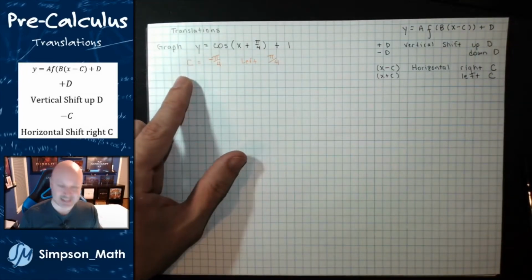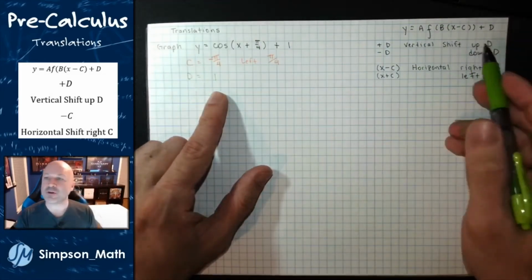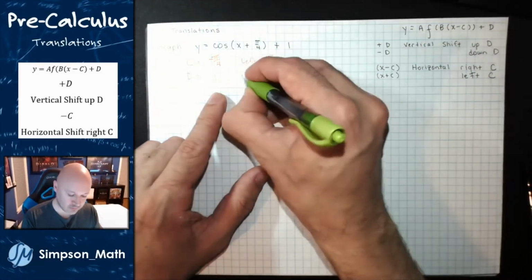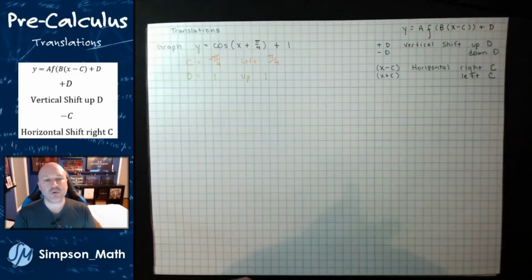Now I also have a d. My d is a positive 1, so I know that I'm going to be going up 1 unit. And you can handle this a couple different ways. You could start with a parent, do one translation, and then the next. In the next video, I think we'll talk about order, but here it wouldn't matter if I go left then up or up then left. It'll be the same. I think though, I'll just try to do this in one fell swoop. I'll try to do it at the same time.